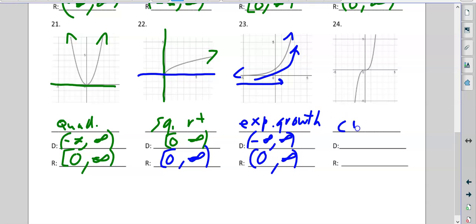And the last one is a cubic function. It's that snake again, but it's going north-south, up and down. So this one is pretty easy. It's going left and right forever. And it's going up and down forever, sorry, my bad. And that's 3.1.